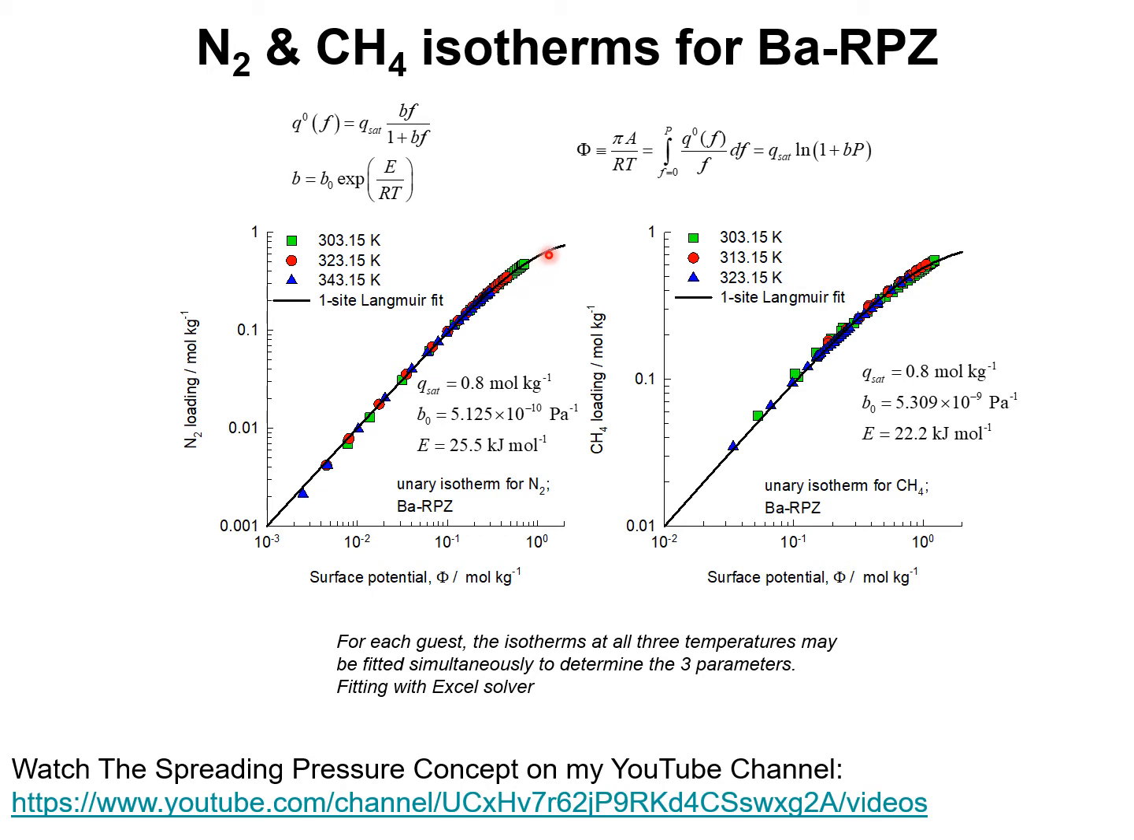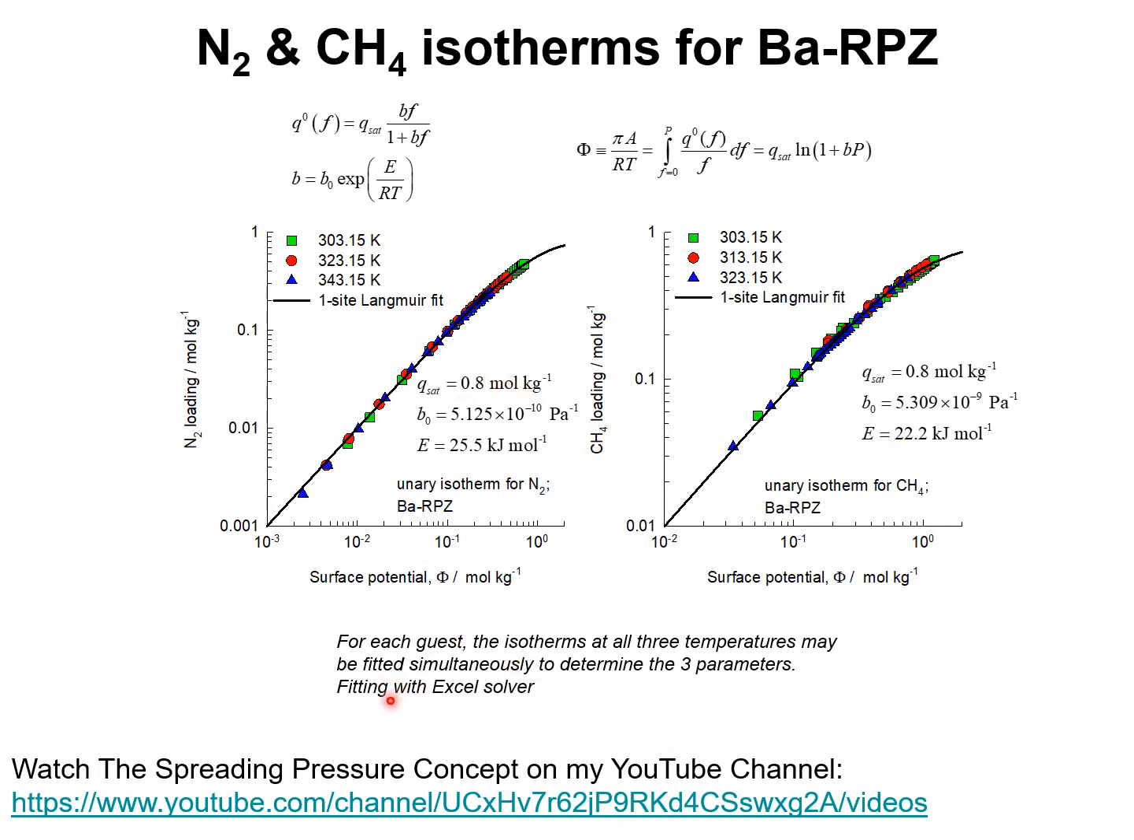There are three parameters which determine the fit: the saturation capacity, B0, and the energy parameter E. The energy parameter E, in this case, can be identified with the isosteric heat of adsorption, and therefore the isosteric heat of adsorption for nitrogen is 25.5 kilojoules per mole, and that for methane is 22.2 kilojoules per mole.